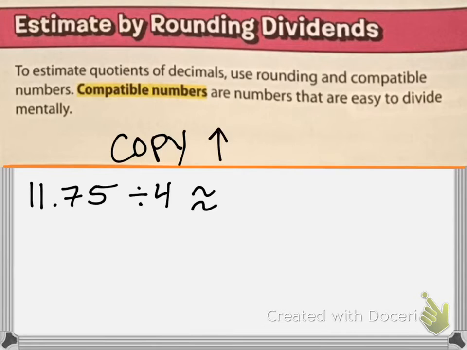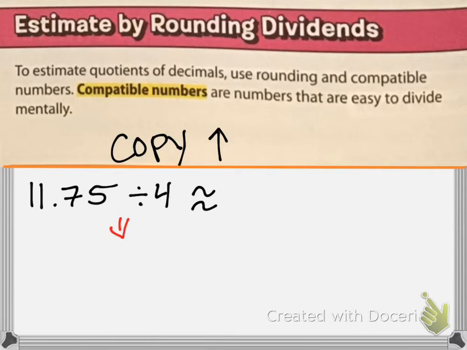Let's look at this example. I have 11 and 75 hundredths divided by 4. Can I do that easily in my head? Can I think, okay, what is that in my head? No, I can't think of that easily in my head. I see you guys using the yes, no buttons. I love it. So what is something that I could change to make it easily divisible? Nathan, what could I change?